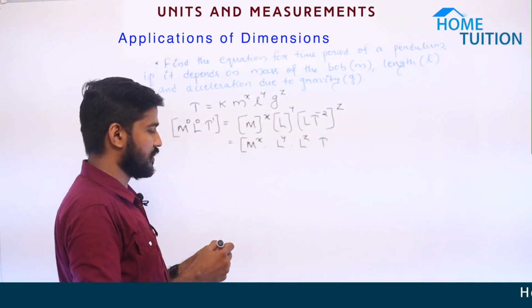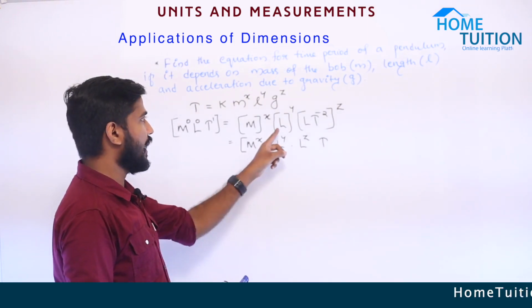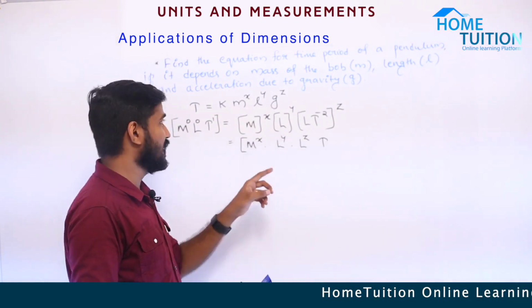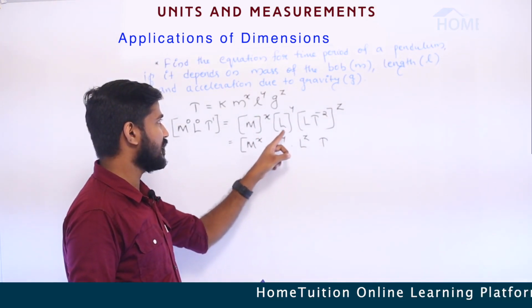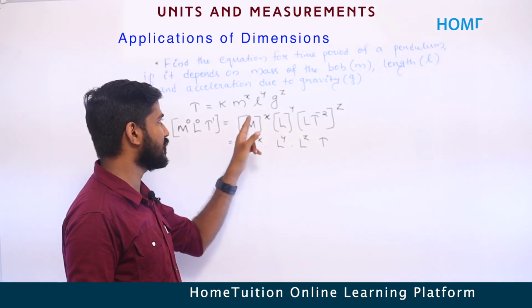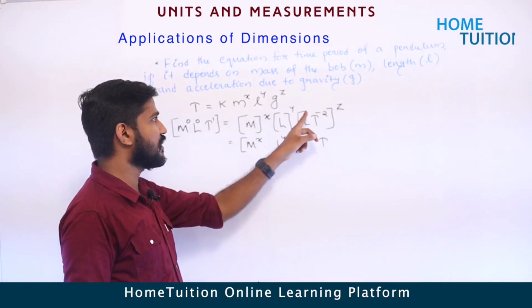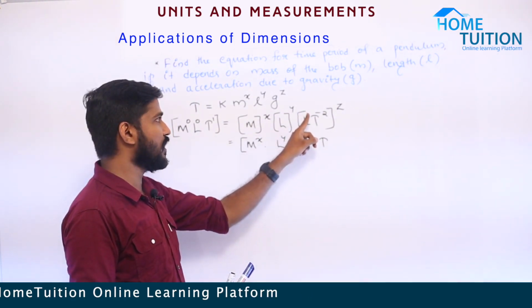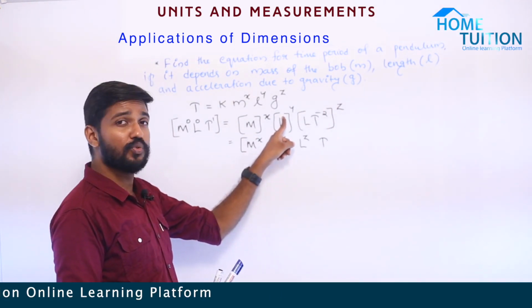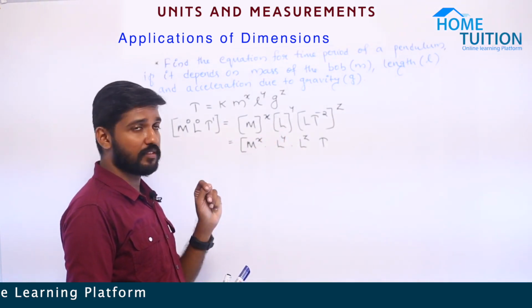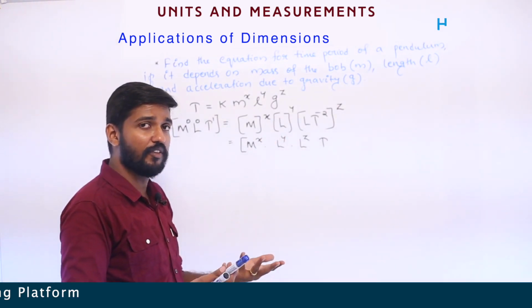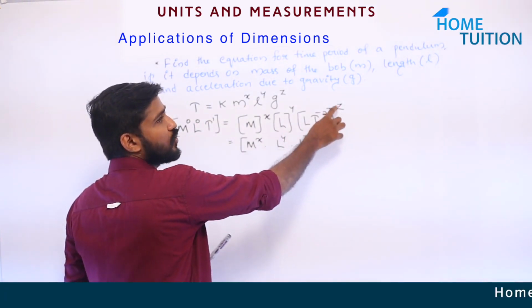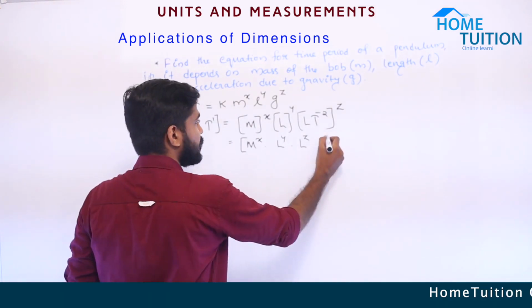So this is M raised to x, L raised to y. Do one thing, it's very simple, just write the powers like this: M raised to x, L raised to y. If it is L square, then you have to write 2z. If it is L cube, then you have to write 3z. If it is L raised to 3, then you have to write 3y. If it is L raised to minus 1, you have to write minus y, that's all. So for L raised to z, it is minus 2 into z, minus 2z.